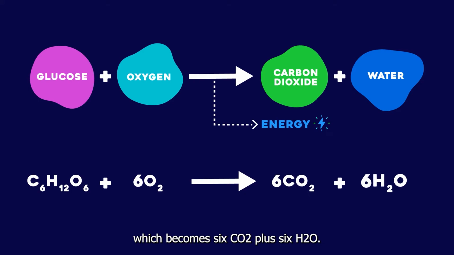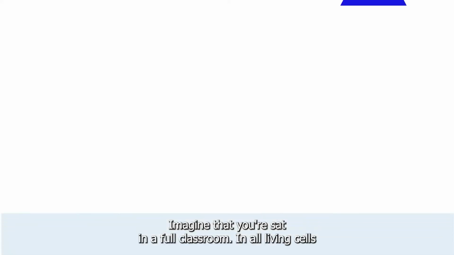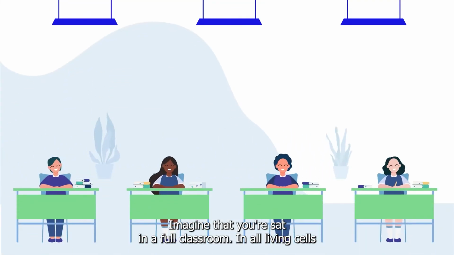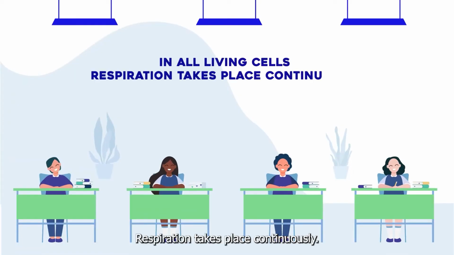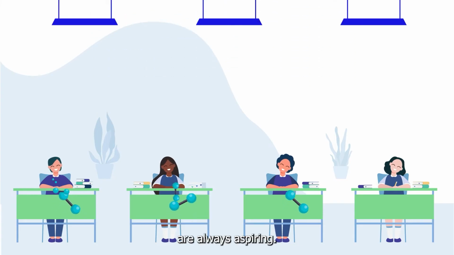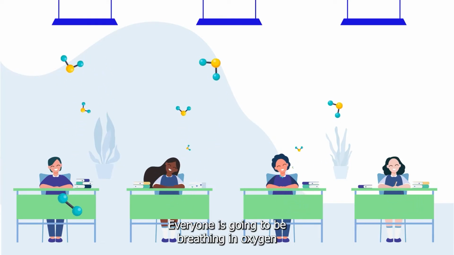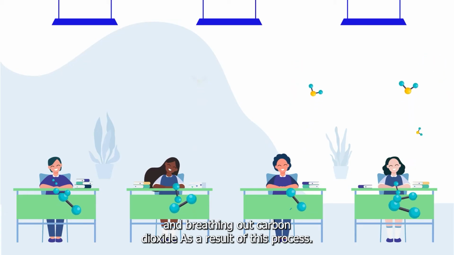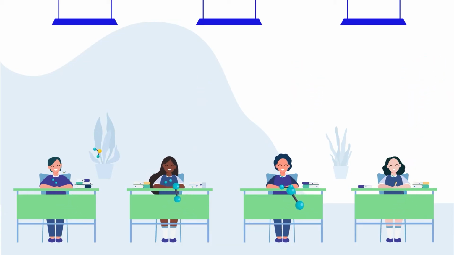Imagine that you're sat in a full classroom. In all living cells, respiration takes place continuously. This means that you, and all the pupils in the classroom, are always respiring. Everyone is going to be breathing in oxygen and breathing out carbon dioxide as a result of this process.